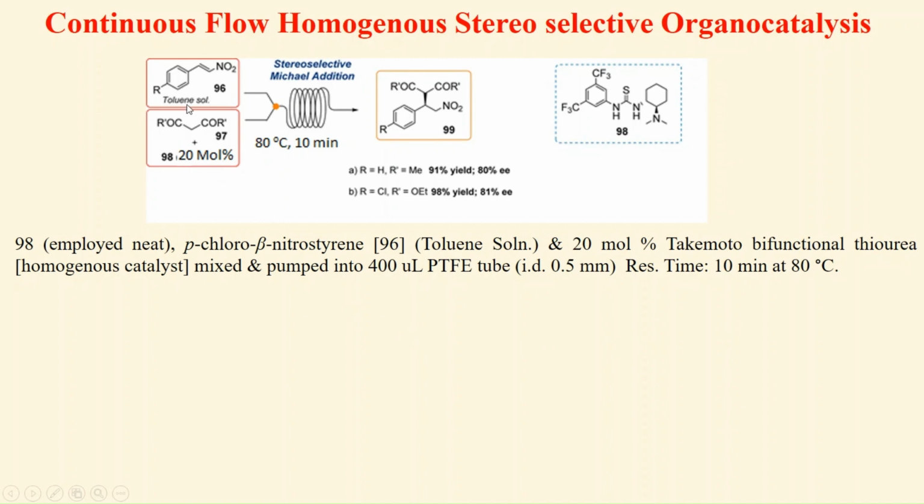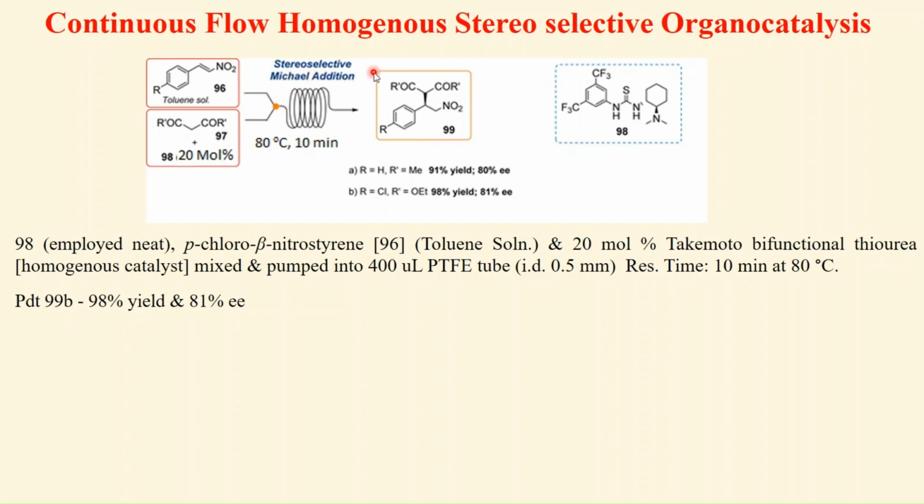All these were mixed in toluene solution and pumped into the 400 microliter capacity PTFE tube, polytetrafluoroethylene tube. It is a type of Teflon coil reactor which is highly chemical resistant and also thermal resistant. It has an internal diameter of about 0.5 millimeter, which has been heated at 80 degrees centigrade for a period of 10 minutes.